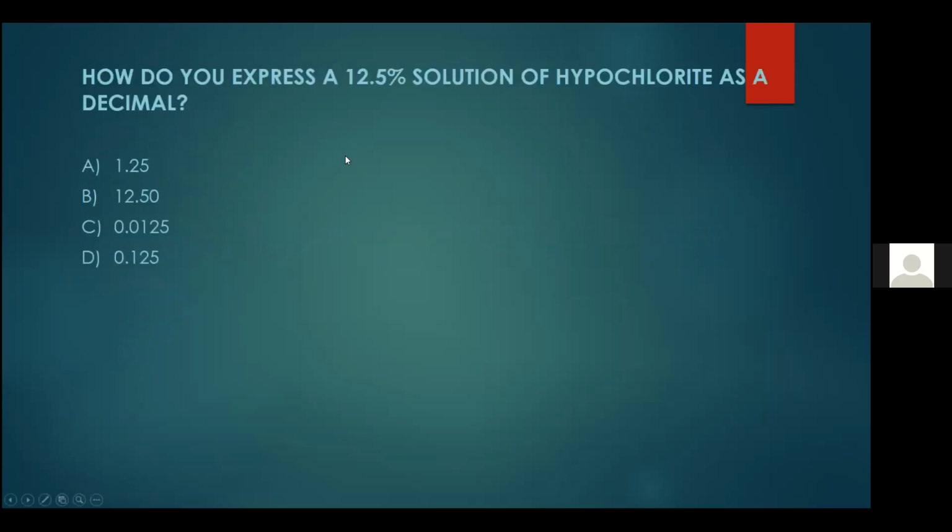Ooh, this is a good one too. If I have to express a 12.5% solution of hypochlorite as a decimal, how am I going to do it? What do you think? What's it going to be? Good job, Nicole. Awesome. Right on. Good.